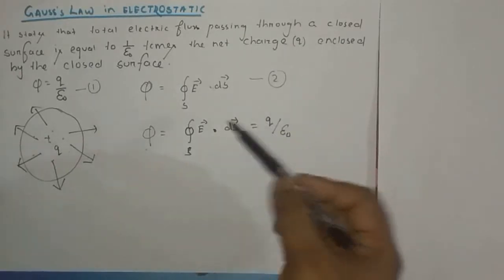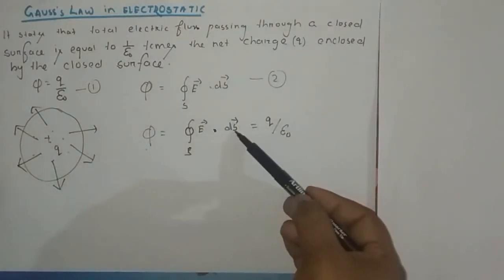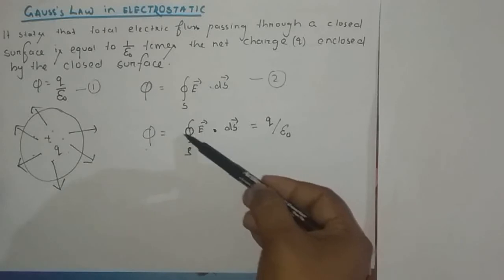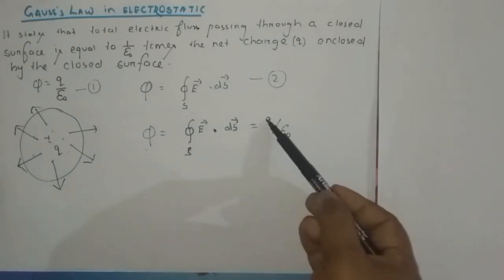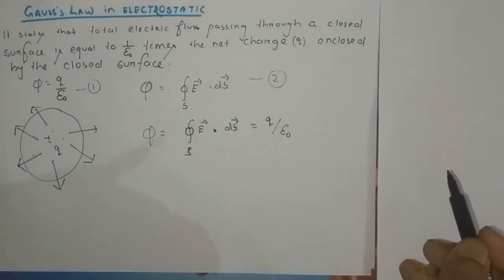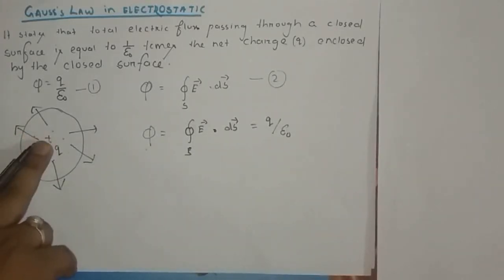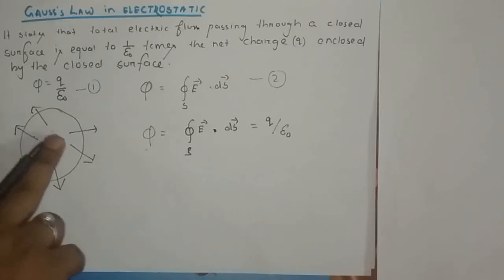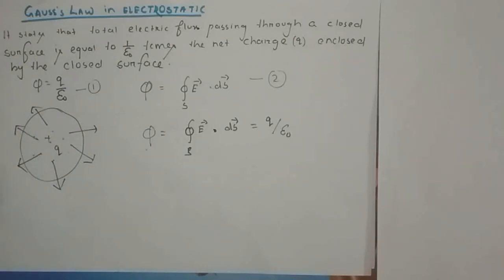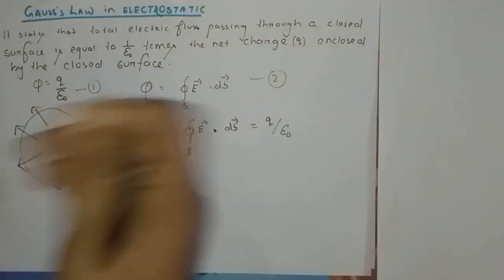How can I read this? Surface integral of electric field around a closed surface is Q by epsilon naught. Let me tell you some concepts. If charge is plus, flux will be considered plus. If charge is minus, flux will be considered minus. If it is moving outward, it will be plus. If it is moving inward, it will be minus.